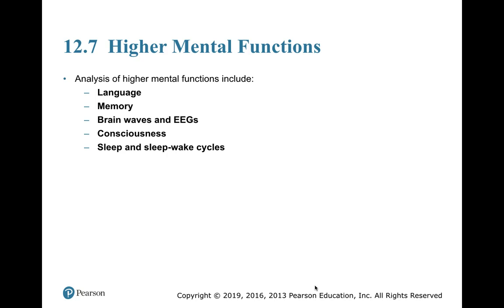Structures, and some of them are discrete, some of them more diffuse. What does the brain do for us? One thing we know is higher mental functions, and we don't know everything about them, but we do know some things. So let's take a look at language, memory, brain waves, consciousness, and sleep-wake cycles.